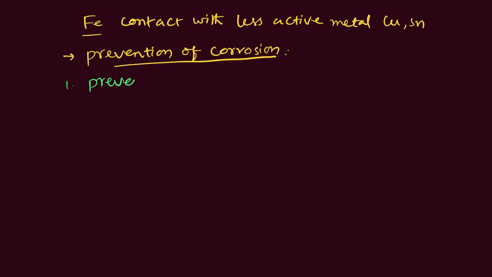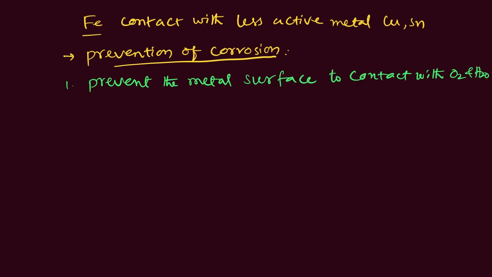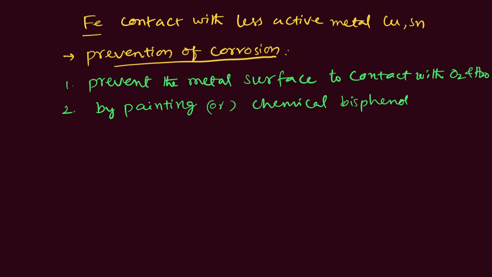So prevent the metal surface to contact with oxygen and water, that is atmosphere, we have to keep away. That is not possible, that's why we can try to coat the metal by painting. How to prevent this metal surface contact with oxygen and water means by painting or by using some chemical that is called bisphenol, is a chemical name. Next, third one, by making into alloys.